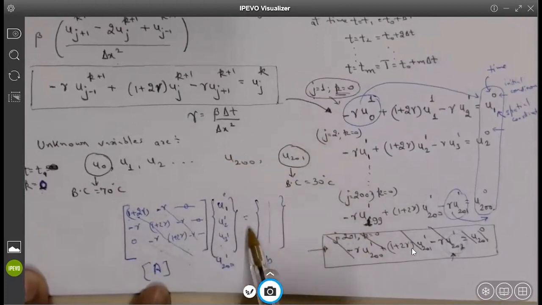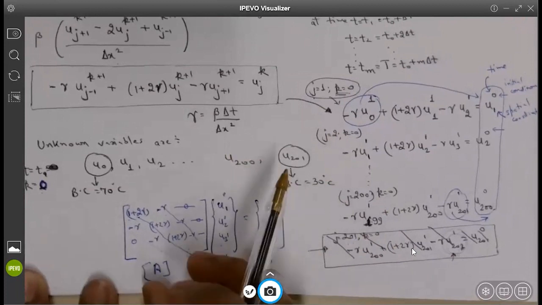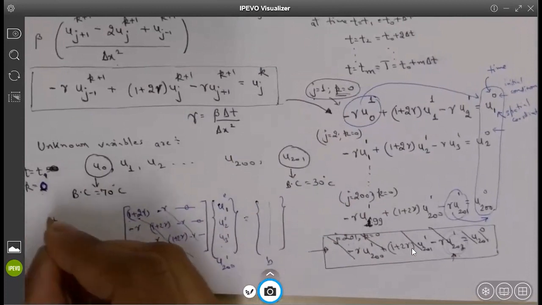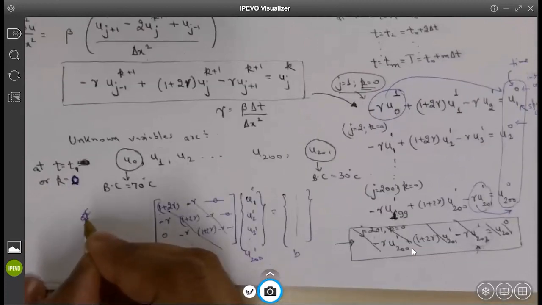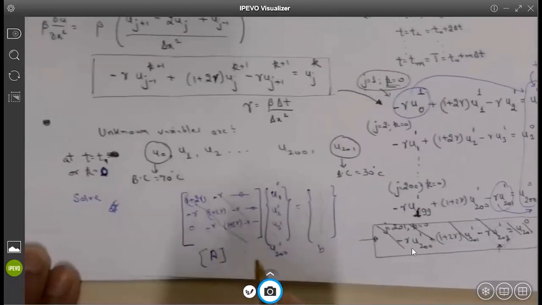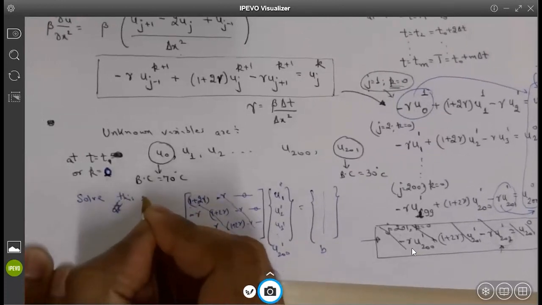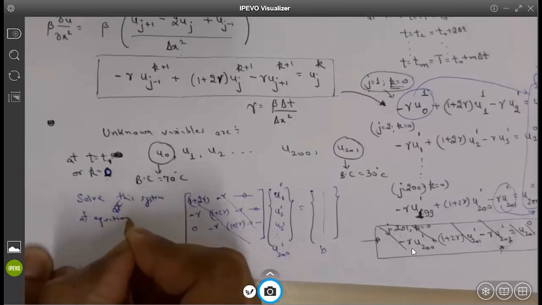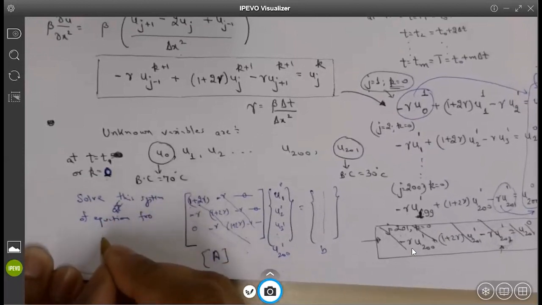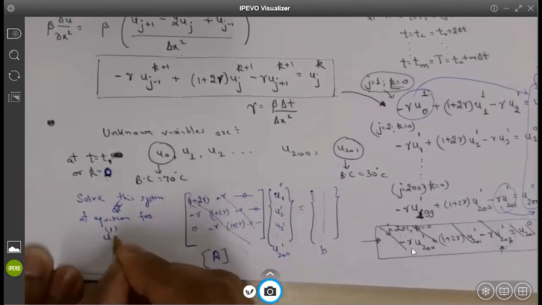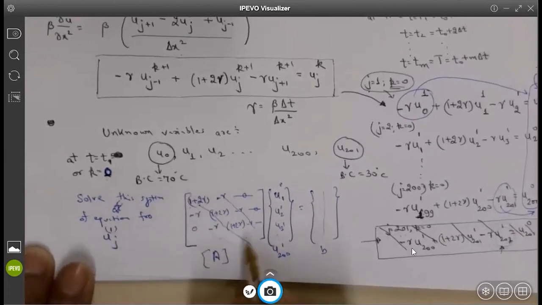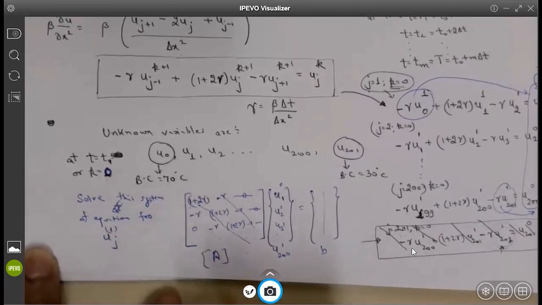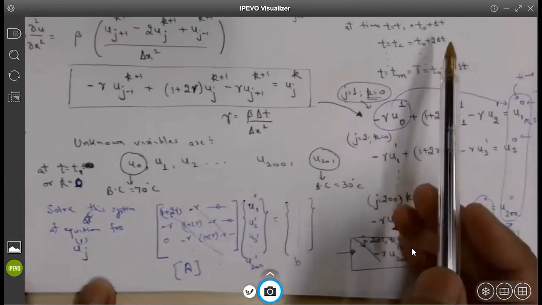So the only thing that will change is vector b. Matrix A will remain the same for every time step. This is solving and solving this system of equations for uj at time step 1. Then you have to similarly solve for uj at time step 2, and then keep on doing that till you reach capital T.